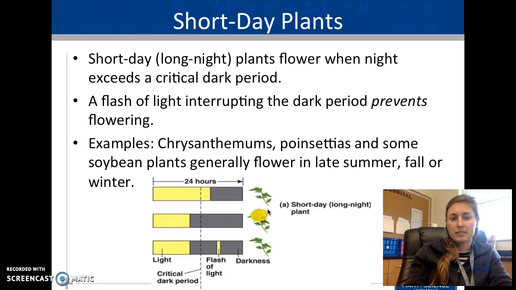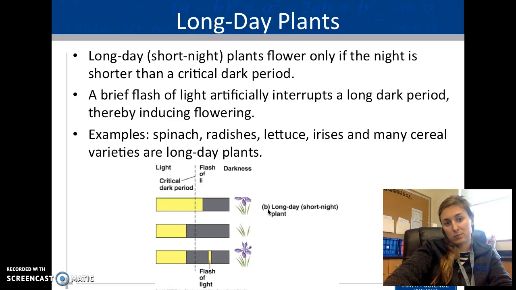There's 2 types of plants, short day or long night plants, and they need a critical amount of dark period to flower. If there's too much light or if there's an interruption, they will not flower. These are late summer, fall, or winter plants.